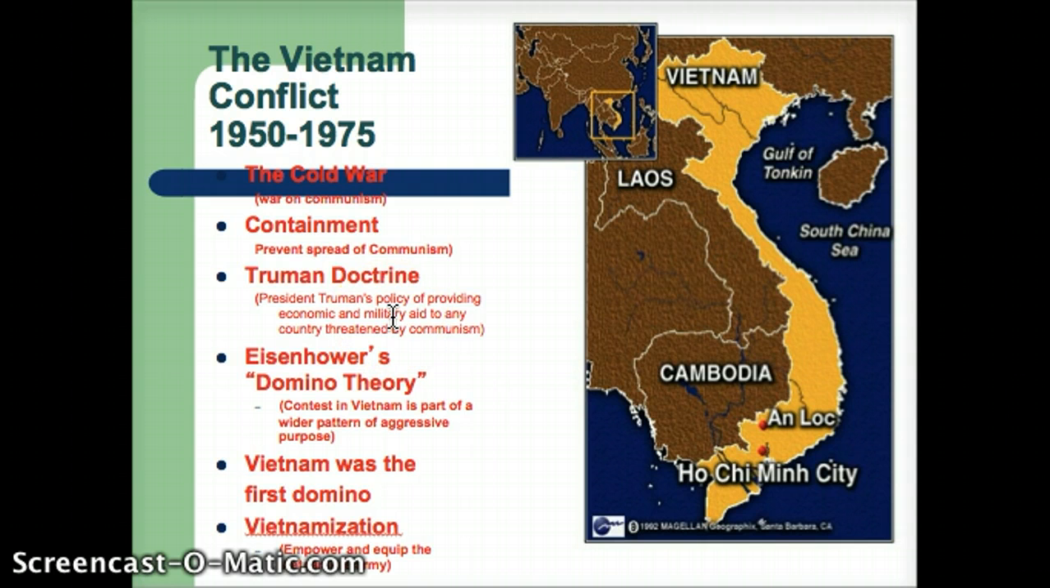The Truman Doctrine, as I said, is President Truman's policy of providing economic and military aid to a country to help prevent communism. You need to take note of this. Then we follow with Eisenhower's domino theory, the fear that if Vietnam falls, then Laos will fall, and then Cambodia will fall, and we will be losing Southeast Asia if we allow Vietnam to fall to communism. We know that Vietnam was the first domino of the domino theory, especially in Southeast Asia. And eventually, as the war prolongs and continues, we even turn to Vietnamization, which is the empowering and equipping of the Vietnamese people to take over their country again.